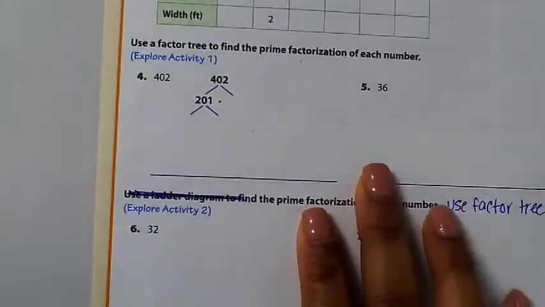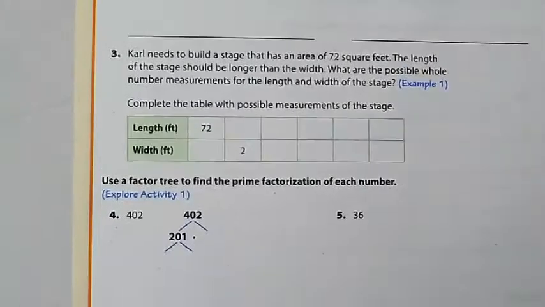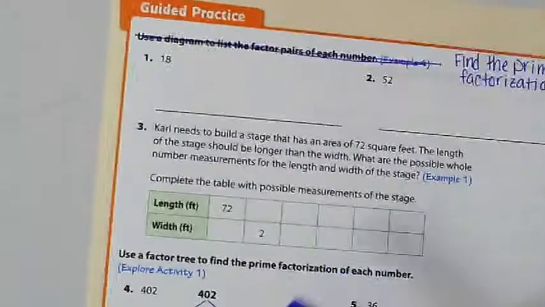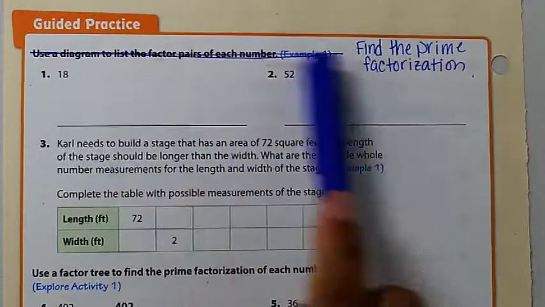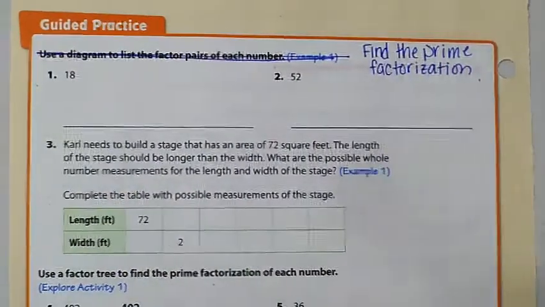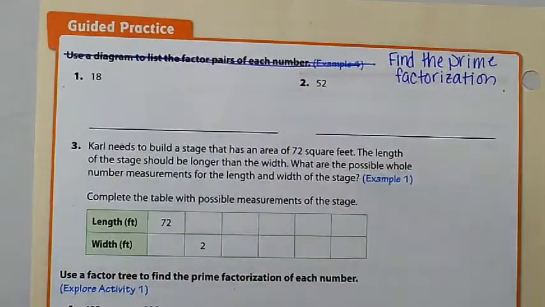Homework tonight is page 278, numbers 1 through 8. At the top, it gives you different directions, but I cross those out and I just want you to find the prime factorization of 18 and 52.